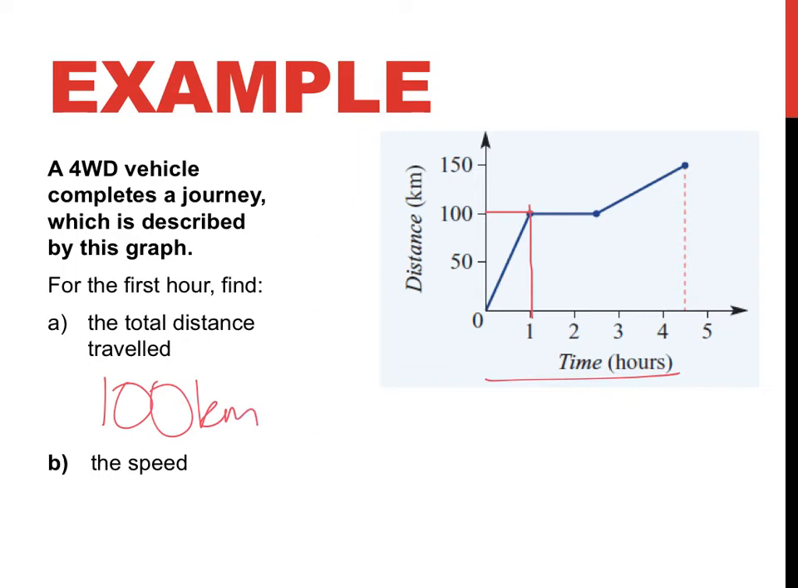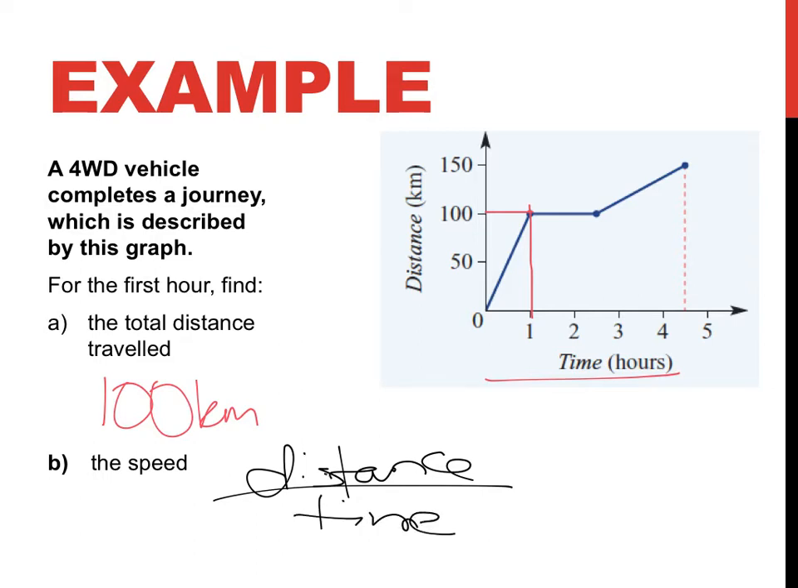Now we've been really lucky because it's asked us for the first hour. And speed, I always measure speed as distance over time. If you want to write this down: speed equals distance over time. So the distance is 100 kilometres, divided by hours, 1 hour.